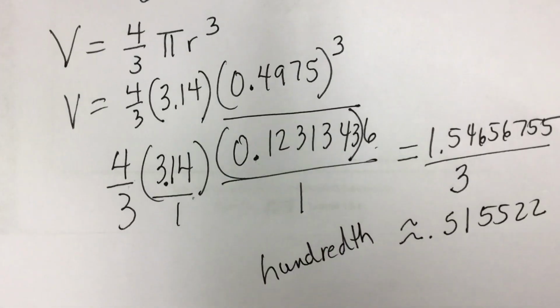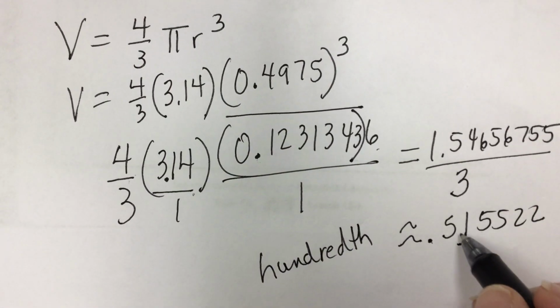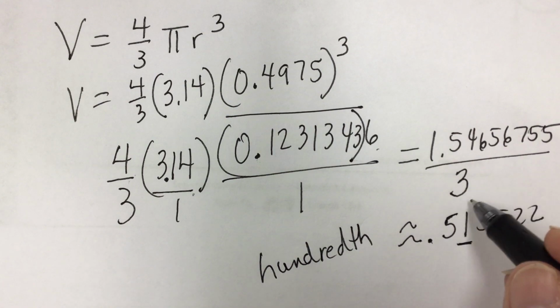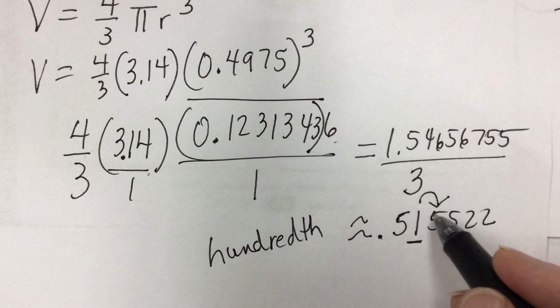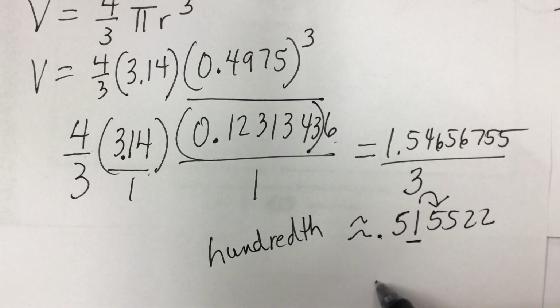Okay, rounding it to the nearest hundredths. 1 is in the hundredths place. Does this 1 need to stay a 1 or become a 2? Look to the number to the right. If it is 5 or greater, the number goes up. 4 or less, the number stays the same. So this rounds to 0.52.